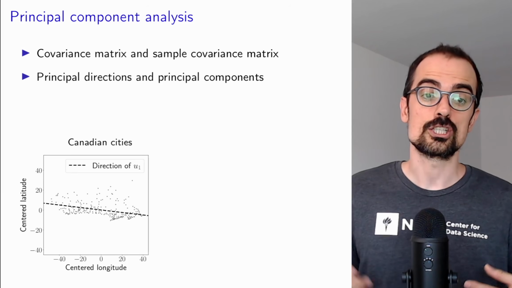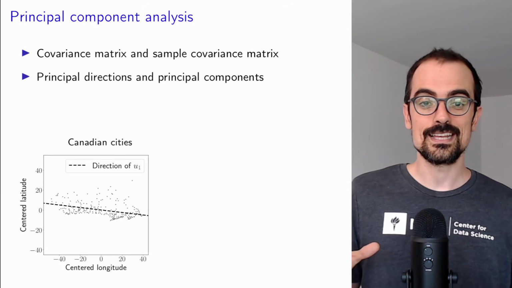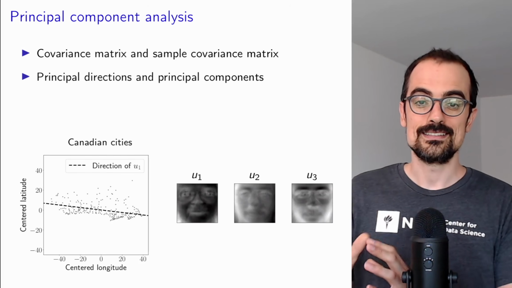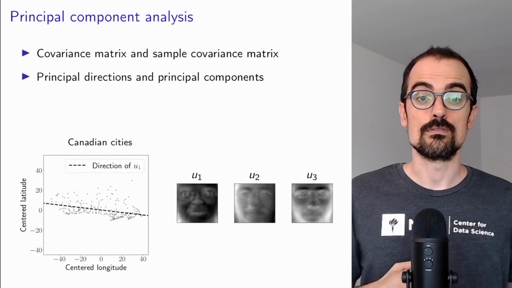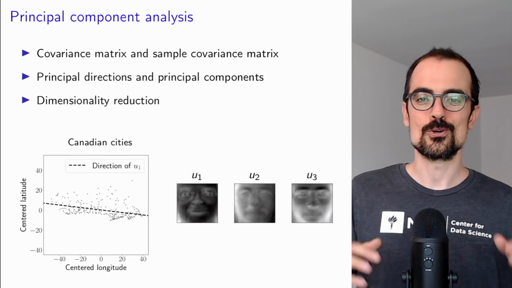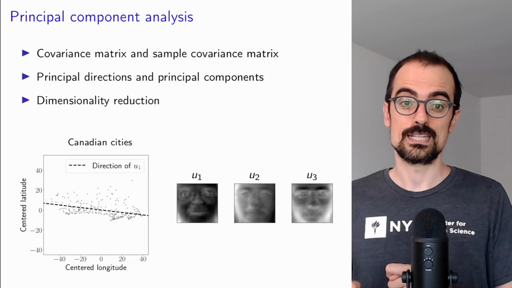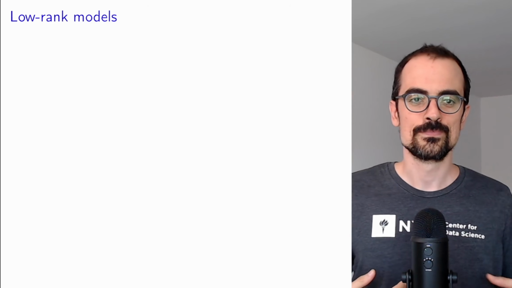This is the direction of maximum variation in a dataset of Canadian cities, basically the geographical location of the Canadian cities, and these are the directions of maximum variance for a data set of faces. And as I said a moment ago, you can use the components corresponding to these directions to perform dimensionality reduction for visualization or other downstream tasks.